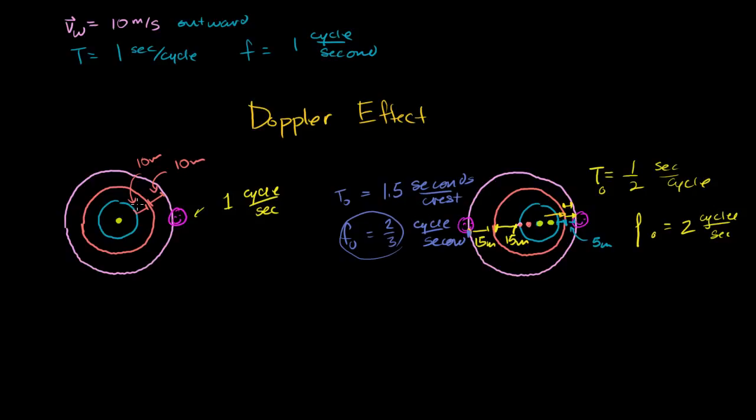And hopefully drawing it out this way gives you a visual understanding of why that is, why these points on the cycle or these crests are closer together when it's moving in your direction, and farther apart when it's moving away from you. In the next video, we'll do this with more abstract numbers, so we can actually figure out generalized formulas for relating the observed frequency with the emitted frequency.